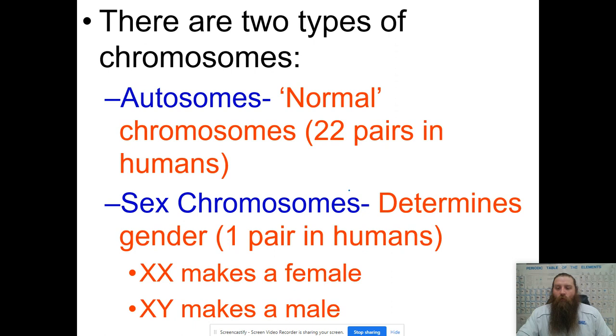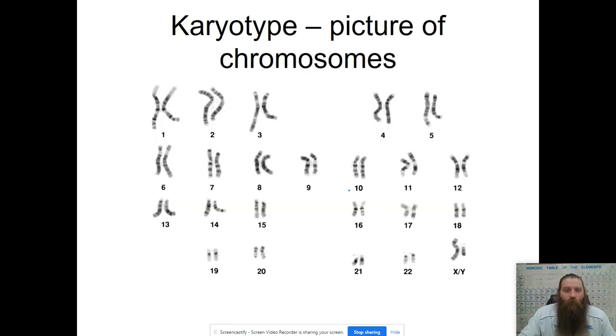But in order to talk about color blindness, we have to know the difference between the autosomes, which are the regular, normal chromosomes in human beings. You have 22 pairs, so 44, and the sex chromosomes, which determine whether you're male or female. There's one pair of sex chromosomes in human beings. They are usually visualized through what we call a karyotype.